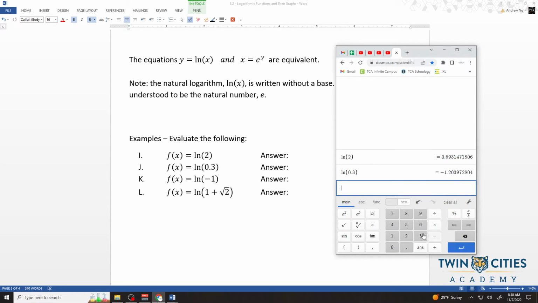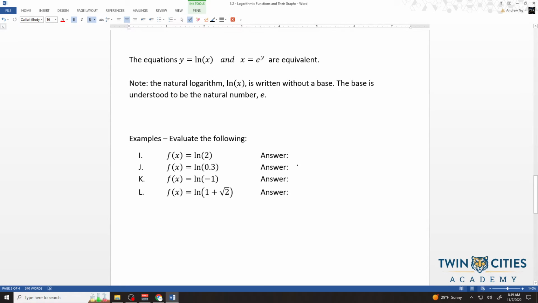The natural log of -1. Ooh, it's undefined. We'll talk about more of that later on, why that is. And then the natural log of 1 plus the square root of 2. 1 plus, here we'll do the square root of 2. Is 0.881. Okay, let me bring this over to the side and I'll write those answers down.